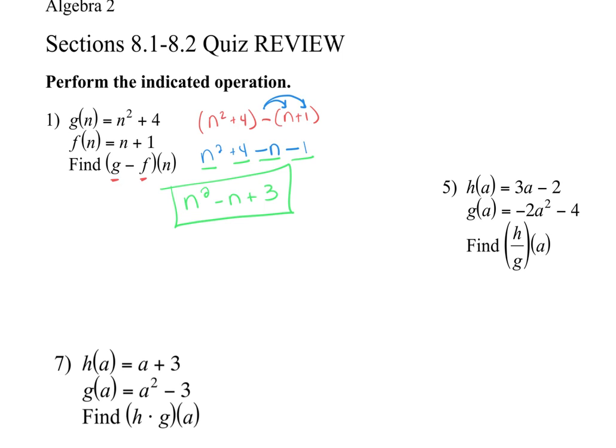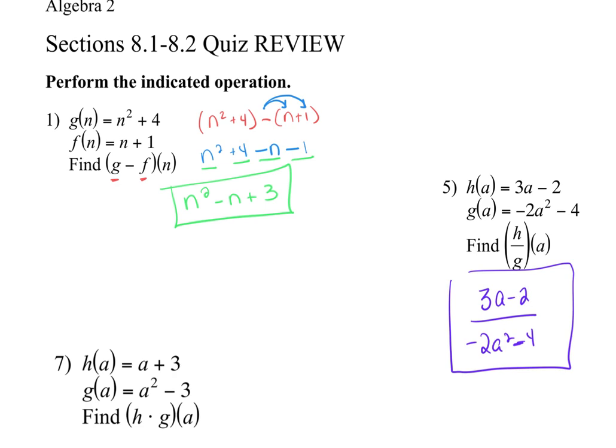So for division, you're going to put the h function in the numerator, 3a minus 2, and the g function in the denominator, negative 2a squared minus 4. If I could reduce anything, I would. So if something came out of all of that, but I can't. So that's actually my answer. I'm done.